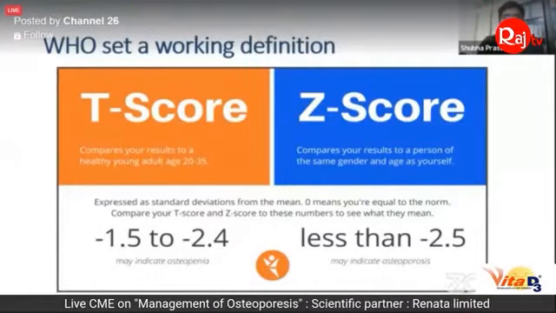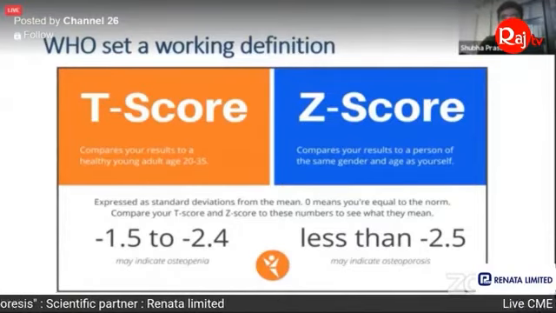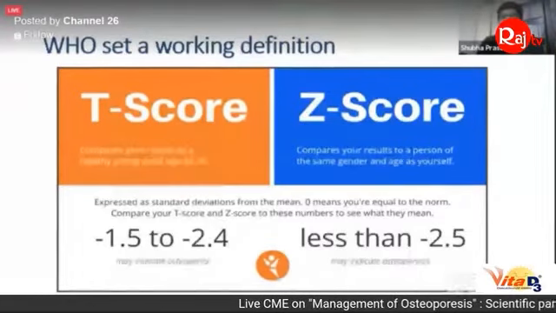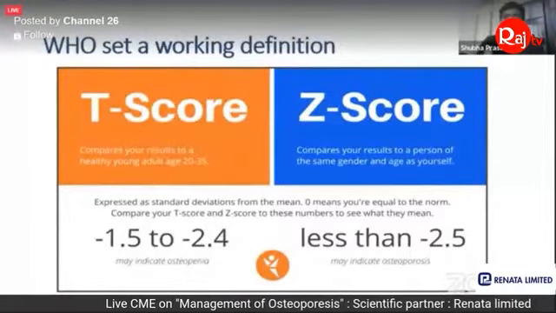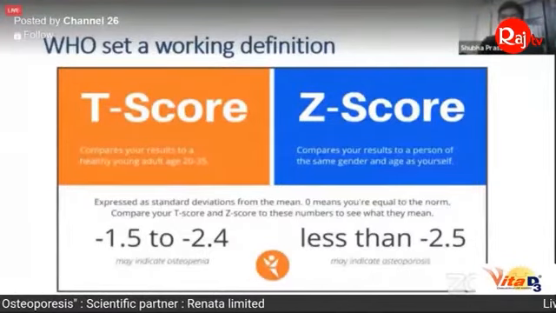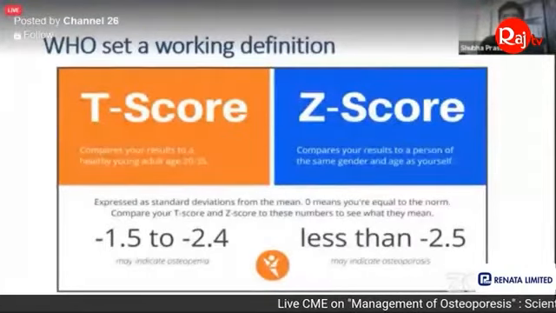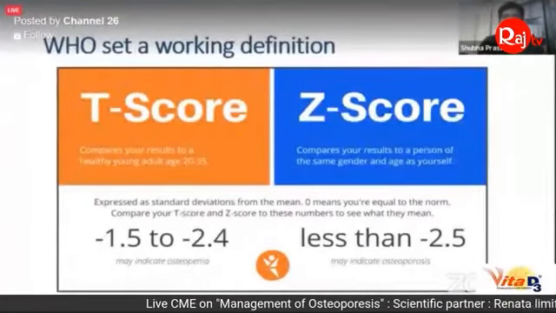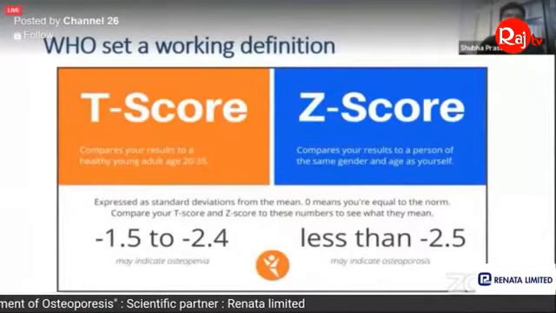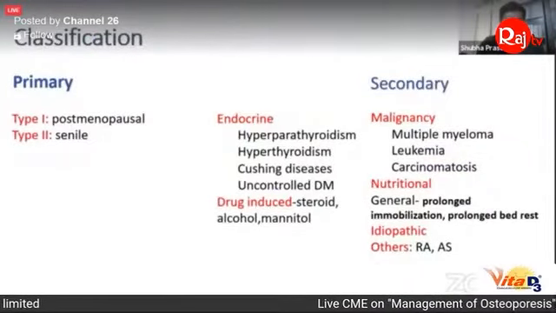When your score compares your result to a healthy young adult at the age of 20 to 35, that is the T-score, and when you compare your result to a person of the same age and same gender as yourself, that is the Z-score. After setting the working definition, it is easy to identify who is susceptible to osteoporosis and osteoporotic fractures. So how do we classify osteoporosis?